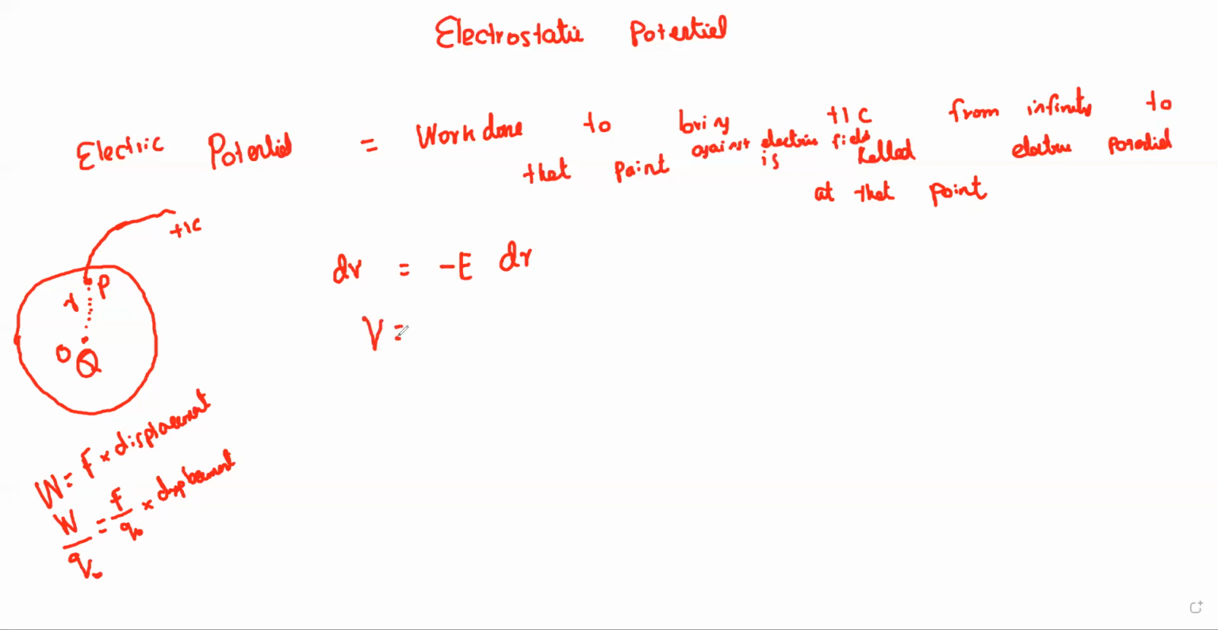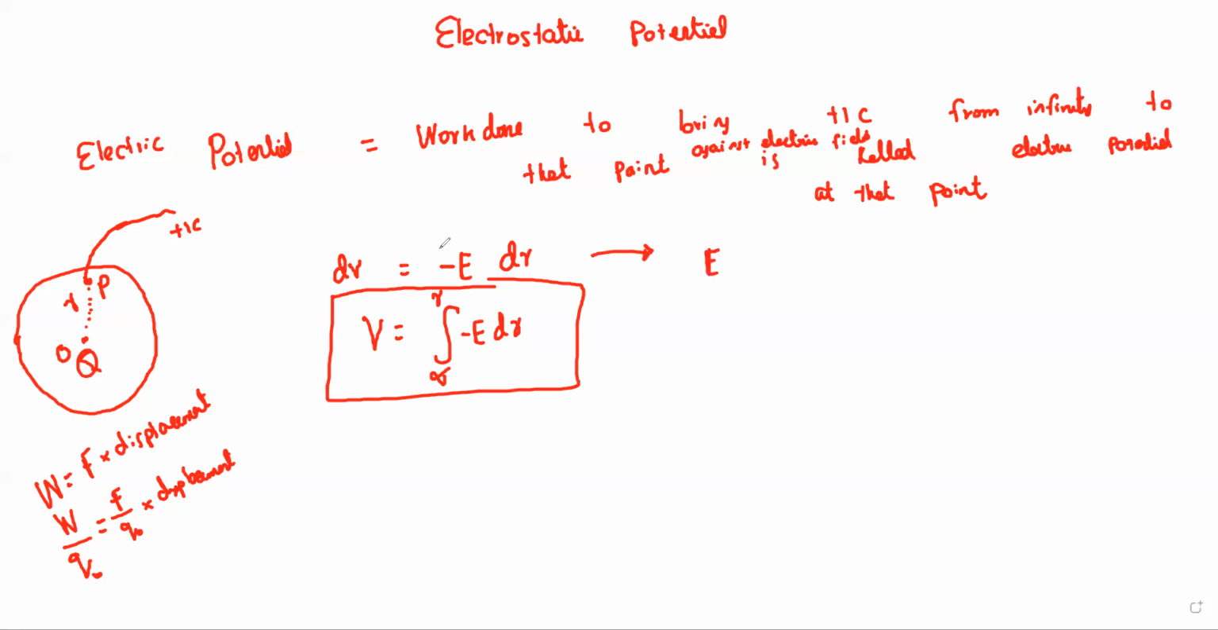And if you want to find V, you have to integrate over the entire field. You have to integrate, so we have to put the limits for R. From where to where we have to do the integration. From where to where should we bring this plus 1 coulomb? From infinity to the point R. So this is the basic formula for potential difference. And from this formula you can write E also.